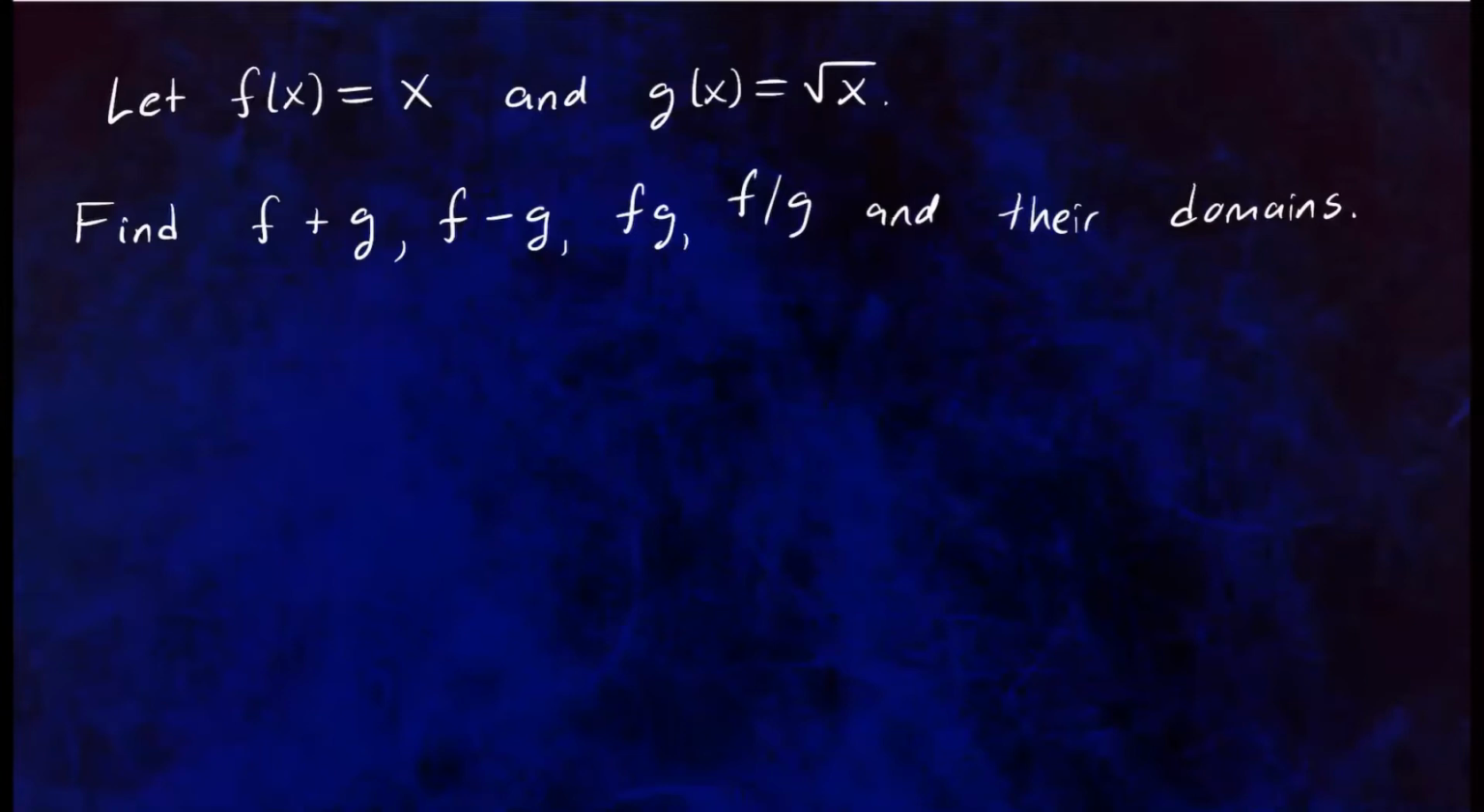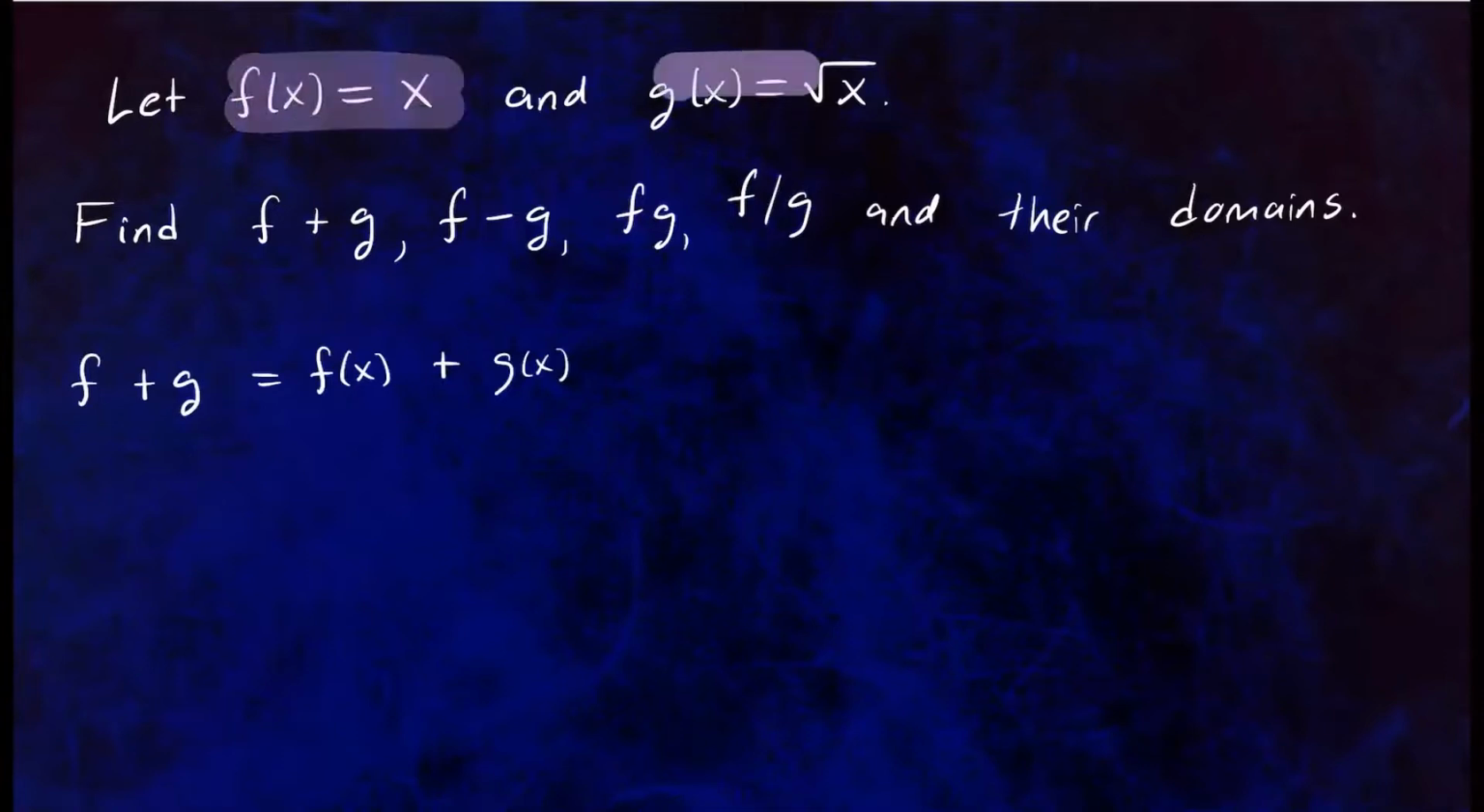Let's go ahead and combine these two functions by using the operations addition, subtraction, multiplication, and division. And we're going to find their domain as well. So when we have the notation f plus g, that just means take your function f of x and add the function g of x, and you get another function. In this case, our f of x is this formula, g of x is this formula. So we want to add them.